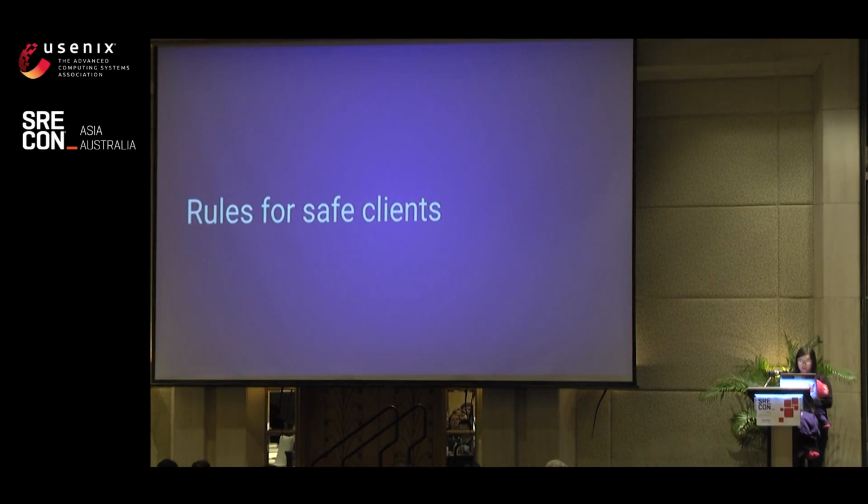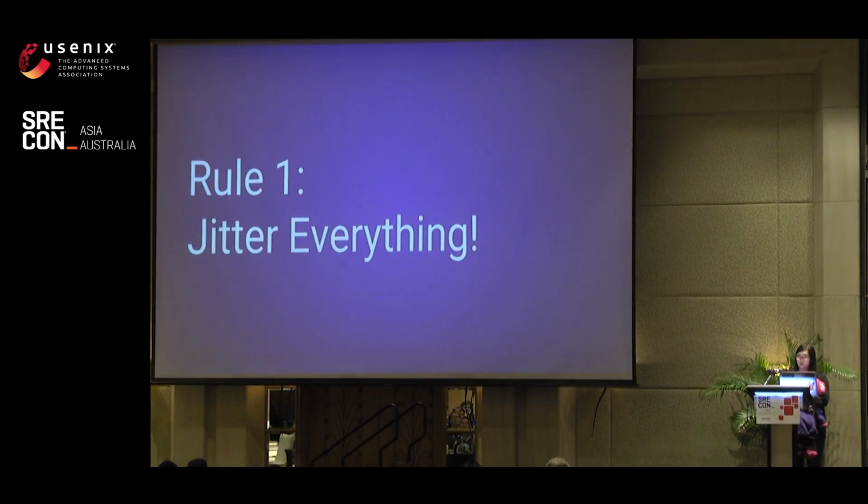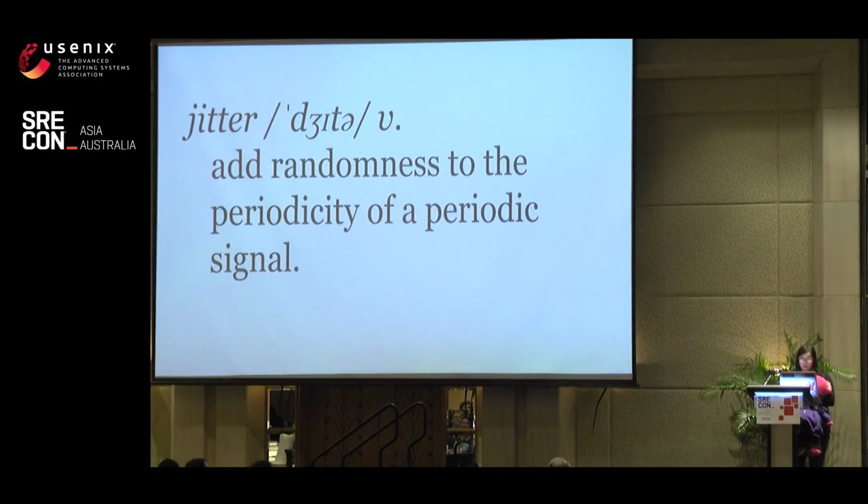For the following slides, imagine we have a mobile client app that checks the time every 5 minutes or so, for example, to see what the state of the data is. So rule number one for safe client behavior is: if we can jitter, we should jitter everything. And what does jitter mean? I think this is a definition that we got from the dictionary. Jitter as a noun means the deviation from true periodicity of a presumably periodic signal. But what does that really mean in the context of safe client behavior? What we want is to add randomness into the periodicity of a periodic signal, so that the client requests to us are no longer synchronized or accidentally synchronized.